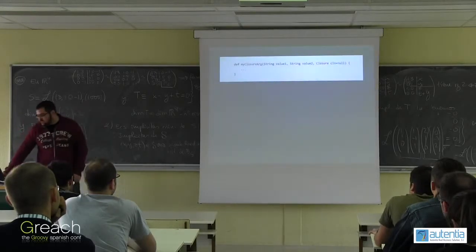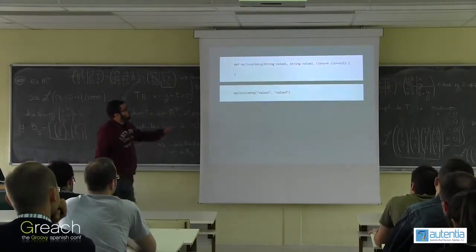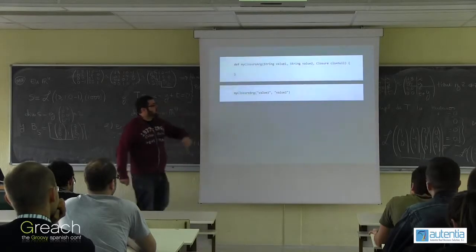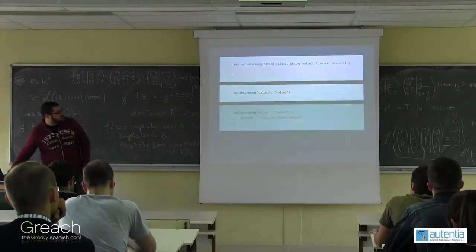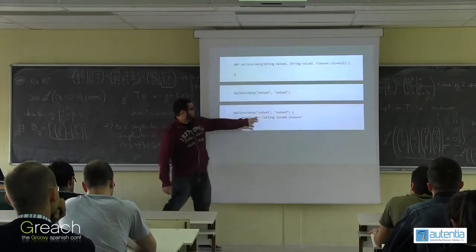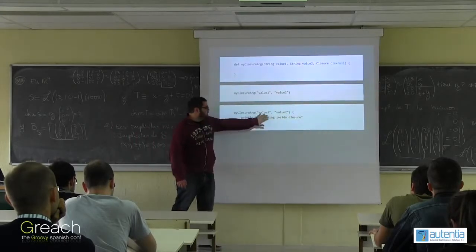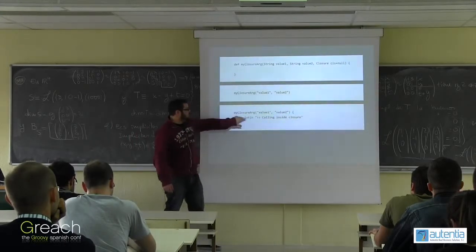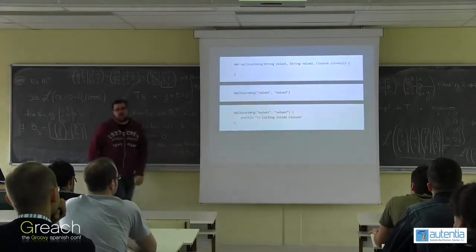And the closure. If your method has a closure at the end, then with this kind of notation you can call it outside, as if it's not part of the arguments. It's like the body of the closure, all right?